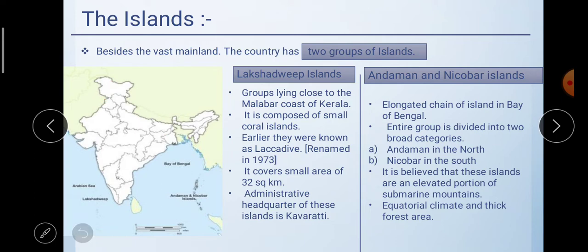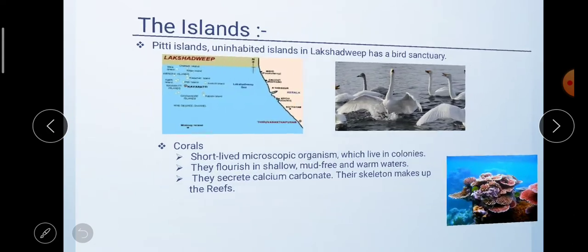Equatorial climate and thick forest area. As we know, the 8-degree latitude is here, and below this is the 0-degree latitude, or the equator. So the Andaman and Nicobar Islands have an equatorial climate, because they are very close to the 0-degree latitude or equator. And the Andaman and Nicobar Islands are a thick forest area, means they have a great number of forests.